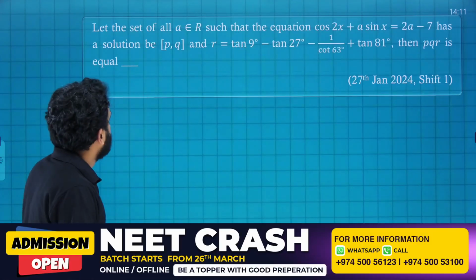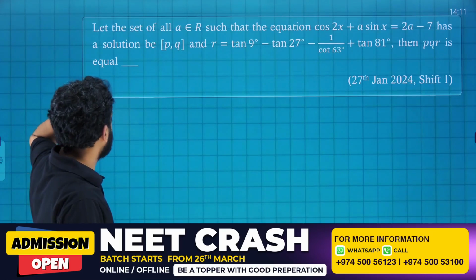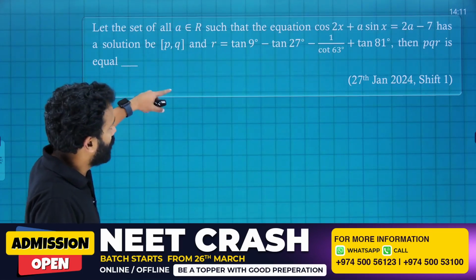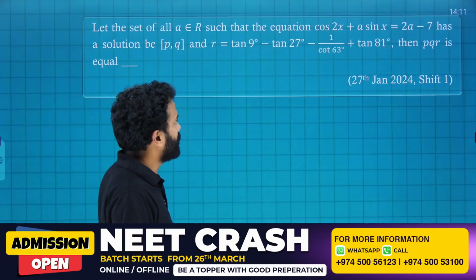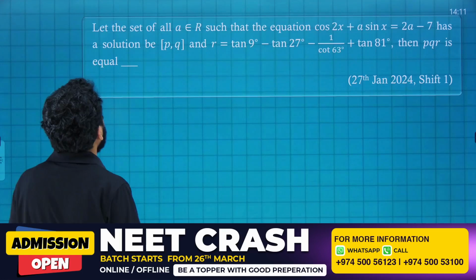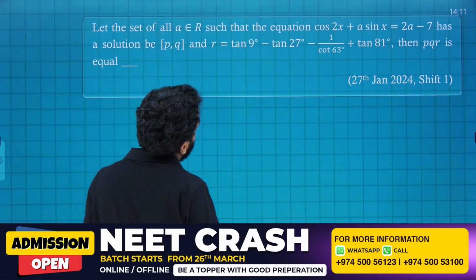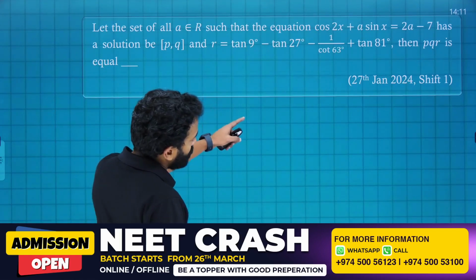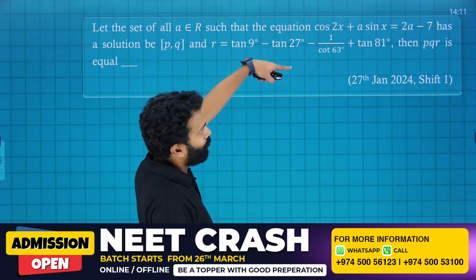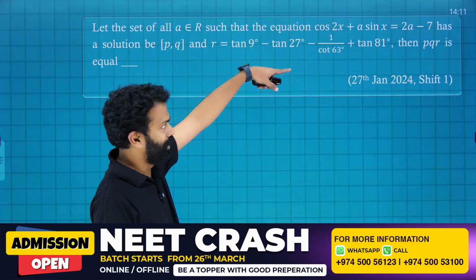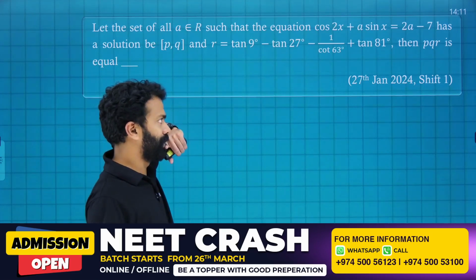It's a very good question. Let the set of all a element of R such that the equation cos 2x plus a sin x is equal to 2a minus 1 has a solution in the closed interval p to q, and r is equal to tan 9 degree minus tan 27 degree minus 1 by cot 63 degree plus tan 81 degree. Then the value of pqr is.